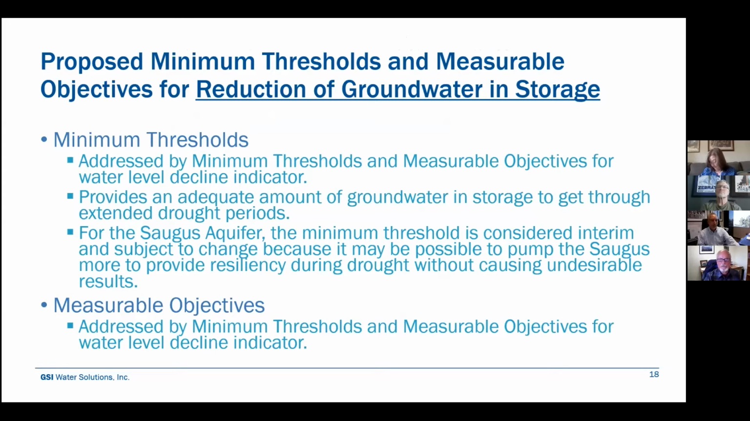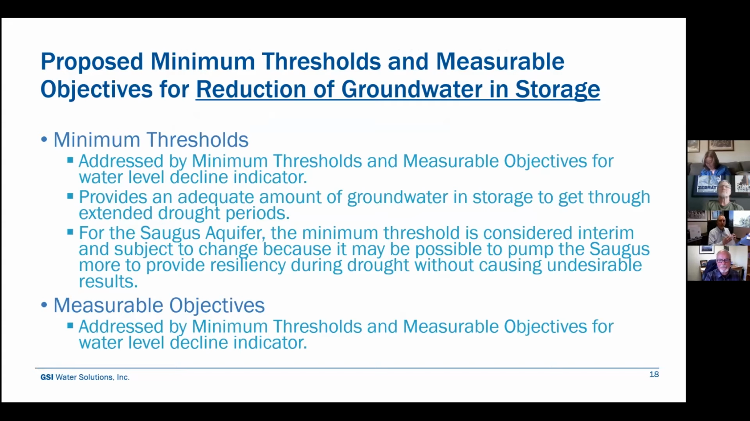For reduction of groundwater in storage, the second sustainability indicator, these are very much tied to the groundwater level indicator. As I mentioned, when you lower the water table, you also see a reduction in groundwater storage. So the minimum thresholds and the measurable objectives for this indicator are essentially identical to what they would be for the chronic lowering of groundwater levels.